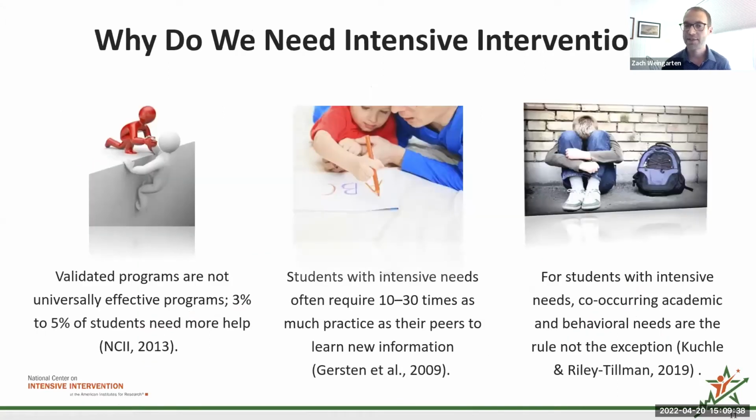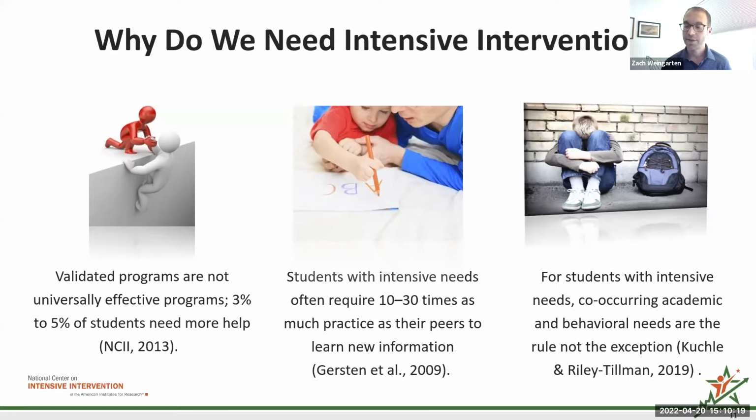Then on this next slide, we have some of the reasons why we need intensive intervention. And that may seem obvious to you all, but here are 3 things to think about. One is that validated intervention programs, or those tier 2 evidence-based programs, are not universally effective. So we know that there are some students for whom these evidence-based interventions are not going to be enough. These students are going to need something more intensive, something more supportive for them. And so that's where intensive intervention comes in, because it's really a process to intensify and support students' individual needs.